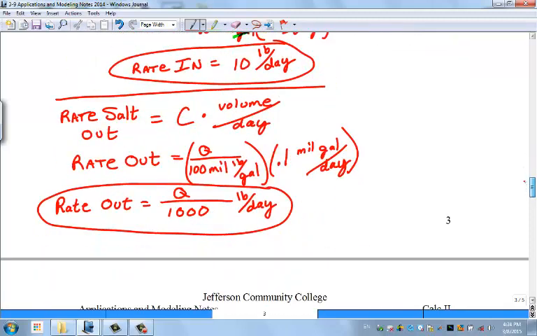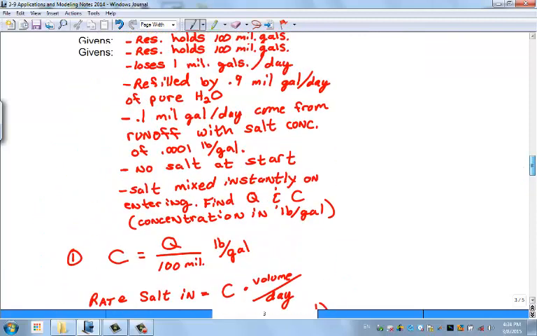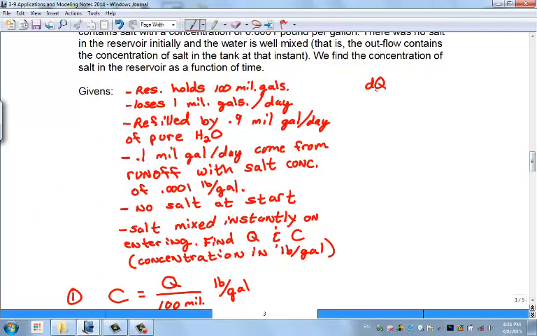I'm going to say dQ/dt is equal to the rate that it comes in minus the rate that it goes out. That's the change in the quantity. So dQ/dt, the change in quantity of salt, is going to be equal to the rate that it comes in, which is 10 pounds per day, minus the rate that it goes out, which we just found to be Q over 1,000. So now we have to solve this just like usual.